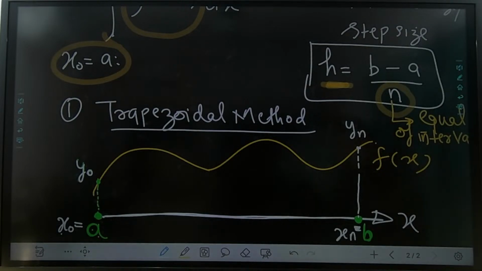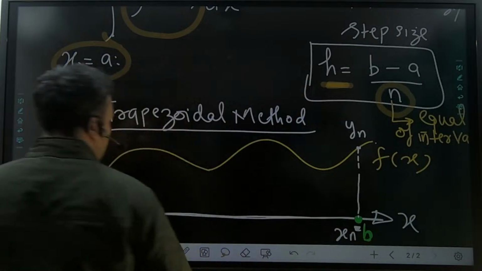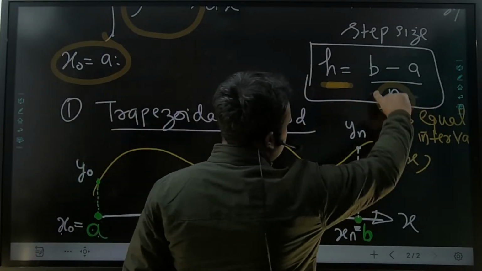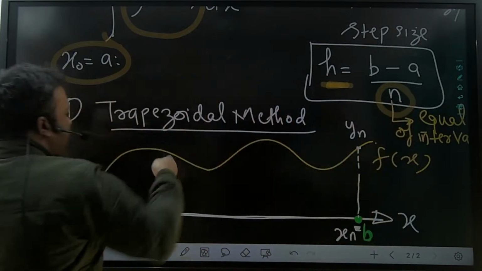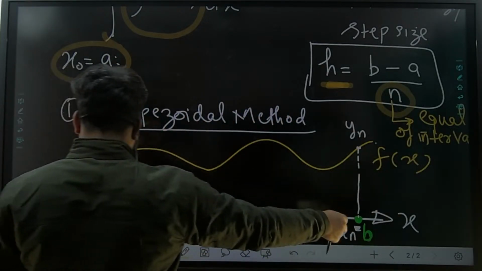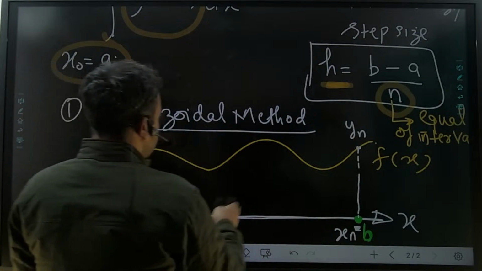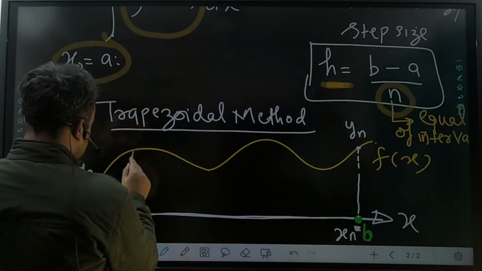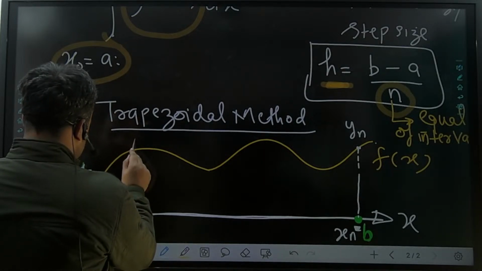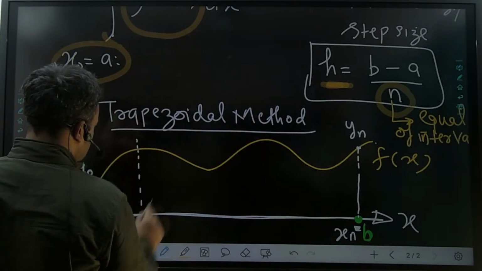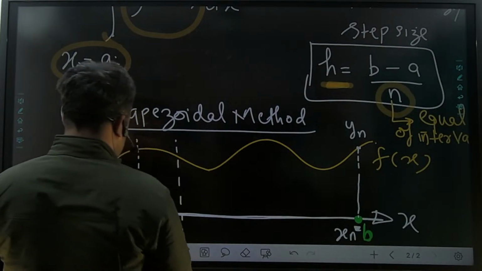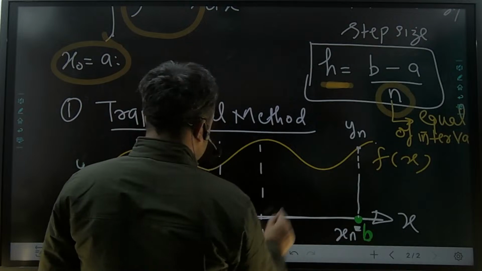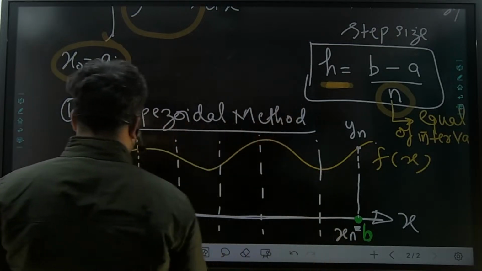Now a to b is such a large span. I will break this total limit into an equal number of intervals. How? b minus a. And the examiner will tell you in how many equal intervals you have to divide. It means you are dividing the whole limit into some equal intervals. So see here, this is one equal interval, this is another equal interval, this is another, this is another. Some equal intervals we have divided.